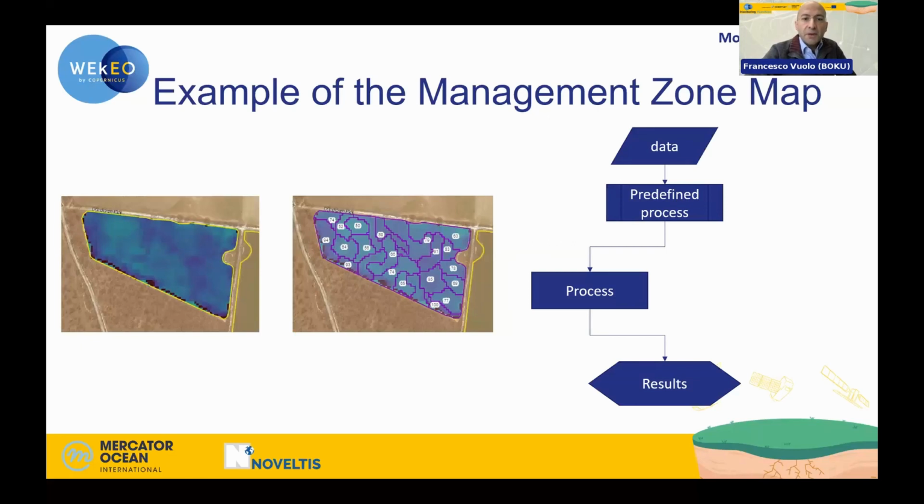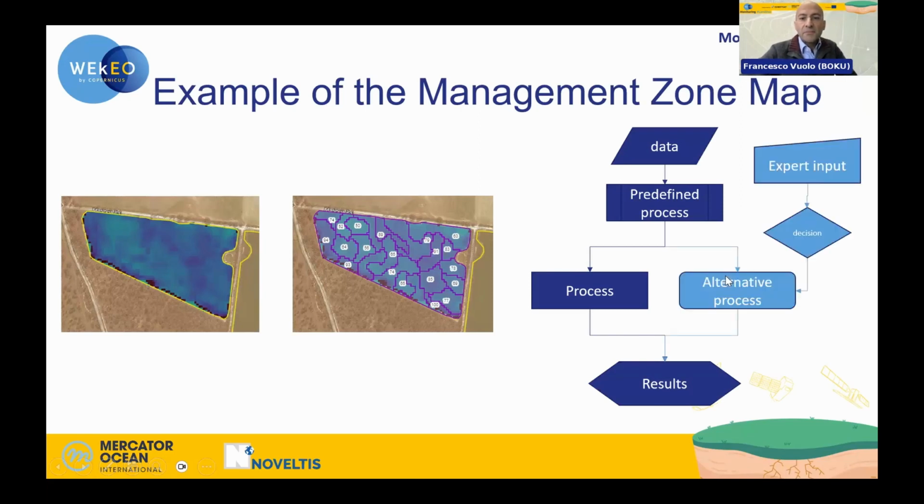So let's go deeper into one specific product, which I believe is of interest for the audience. So it's the management zone map. It's one of the classics of precision agriculture. You have a set of data, you have a predefined process, you apply this process on demand, and you get your map of variability in the field that shows how a raster is transformed into a vector. This vector goes into the tractor and drives the application of fertilizer.